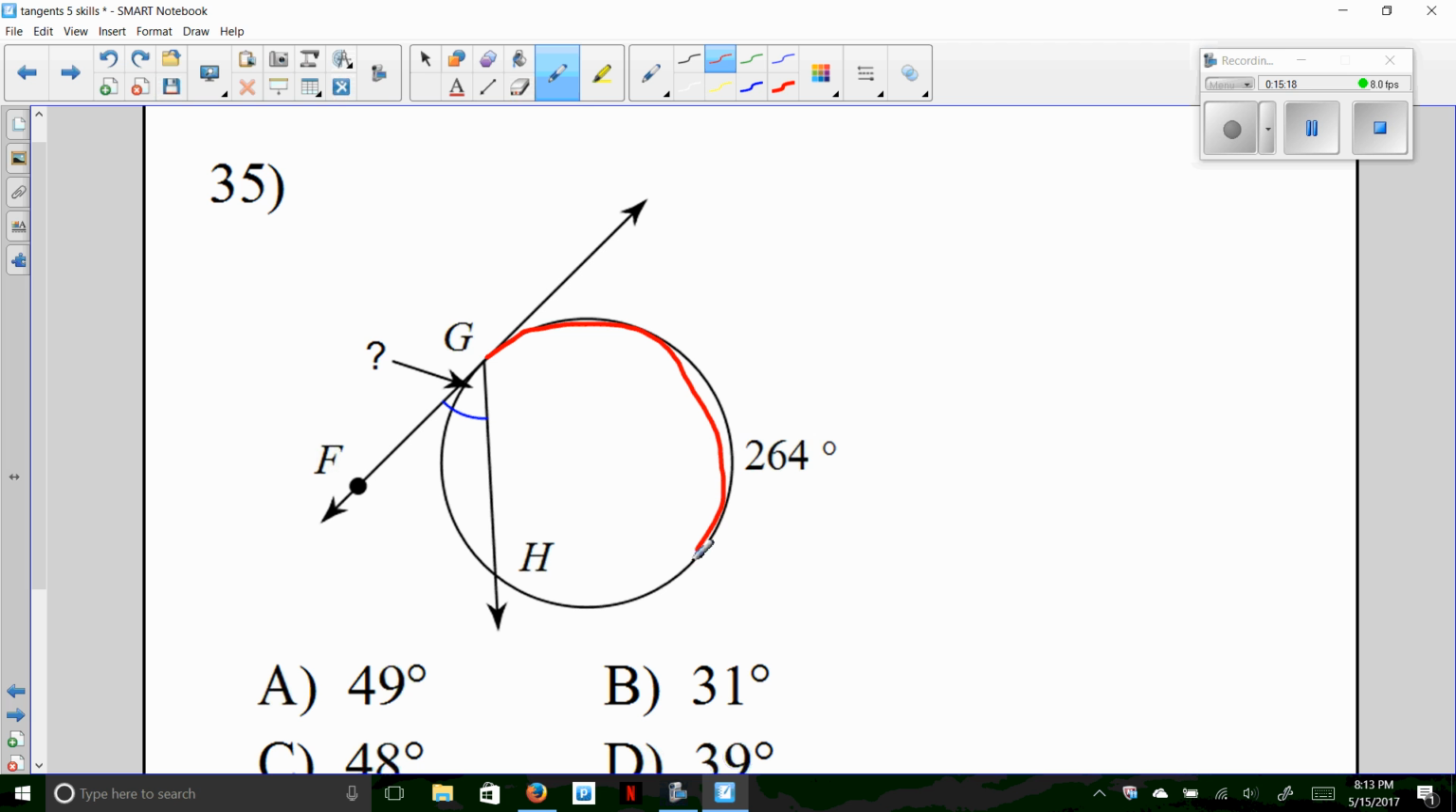So these are the 5 skills that you need to have when we're dealing with tangents on circles.